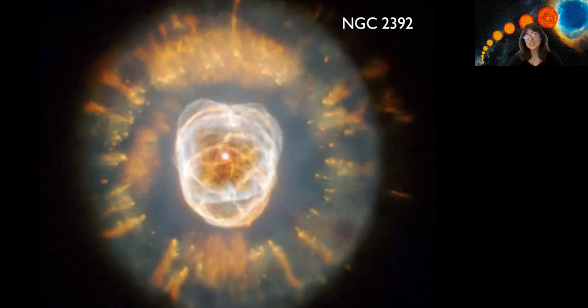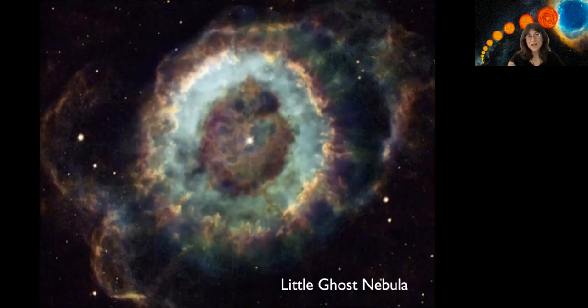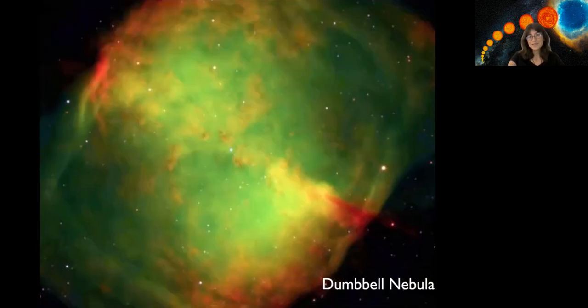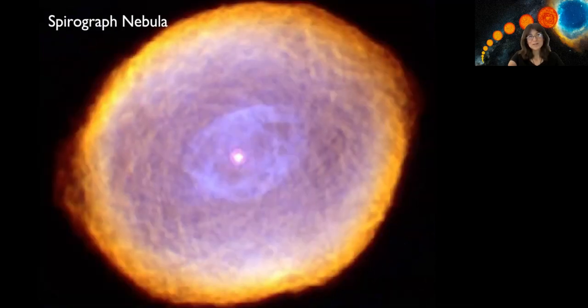Here's NGC 2392. They call it the Little Ghost Nebula, so happy belated Halloween. And here's the Dumbbell Nebula. So there are many, many of them. You can Google planetary nebula and you'll see they're all quite beautiful. A low mass star is defined as a star that is less than 8 solar masses. That's right. Okay, just one more, the Spirograph Nebula.